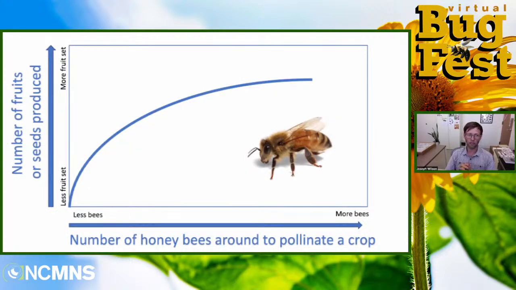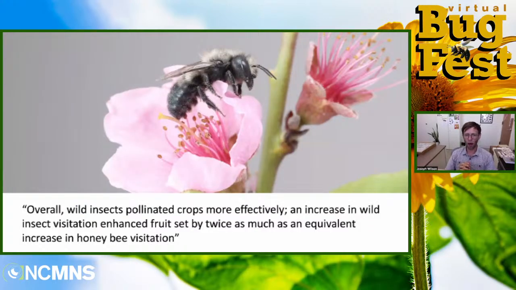Studies of honeybee pollination show what you might expect. The more honeybees you have in the crop, which is on the bottom axis of this graph, the more seeds or fruits you get in that crop. So that's what this graph shows, is that as you increase honeybees, you increase the fruit or seeds that you are growing. That makes sense. Recent studies, though, suggest that wild bees are also very important pollinators.